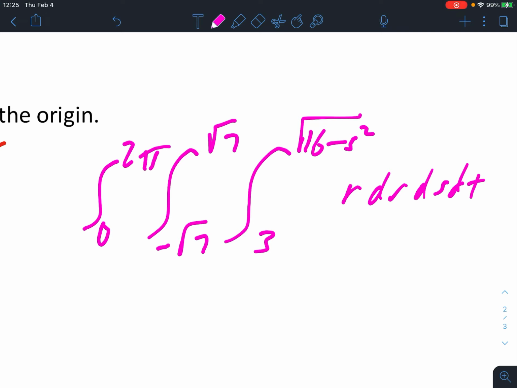We're not going to walk through solving that. It can get a little tricky without having Mathematica at our disposal. But that would be the setup for it.